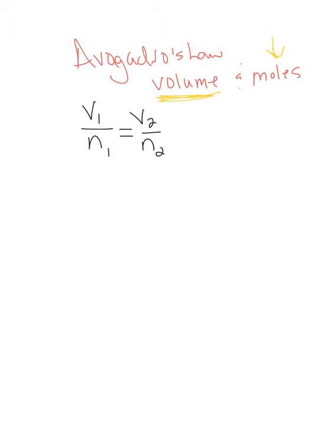The graph for Avogadro's law, where volume is on the y-axis and moles is on the x-axis, looks very similar to this, just like we saw in Charles' law, which would indicate to us that this is a direct relationship. Direct relationship: if one goes up, the other goes up. If one goes down, the other goes down. So that's what's happening here.